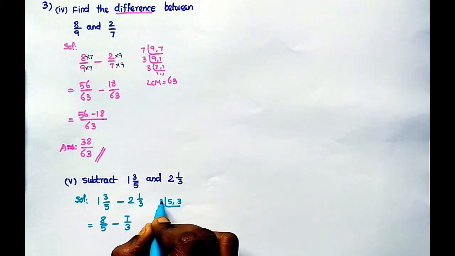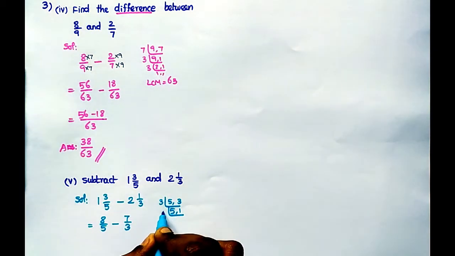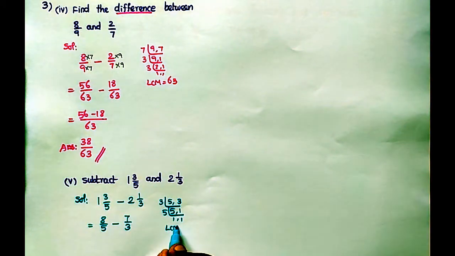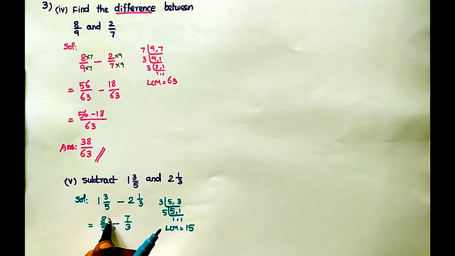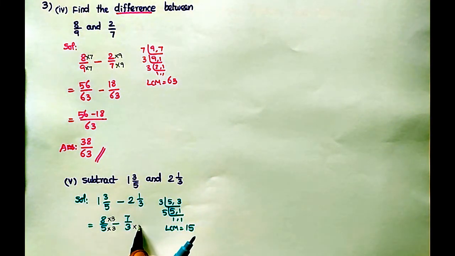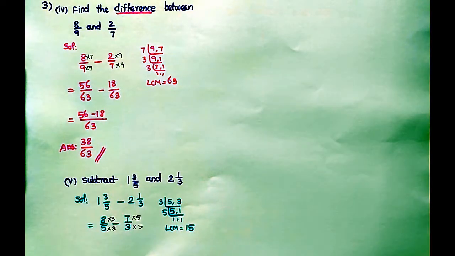5 and 3, LCM equal to 3 5s are 15. Now multiply with 3, we get the LCM 15. So the same number we have to multiply with the numerator also. Here 5 and multiply with the numerator also. So now 8 3s are 24 by 15 minus 7 5s are 35 divided by 15.